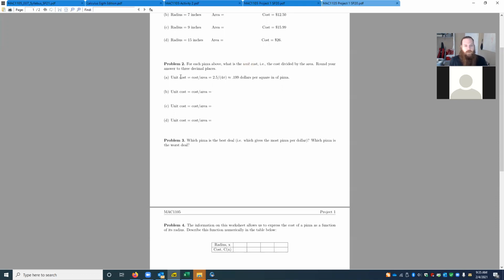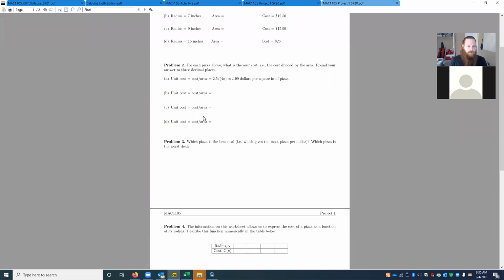So we're going to look at the unit cost for each of these pizzas, meaning we take the price in dollars and divide by the area, the size of the pizza. Pizza is more or less two-dimensional; it's basically a circle. That first pizza was $2.50, and we divide by the area of that pizza. That gives us the price per square inch, or the unit cost. So the unit cost for this first pizza is 2.5 divided by 4 pi. You can use a calculator for this, and please round to 3 decimal places. You'll do the same for parts B, C, and D that I did in part A.